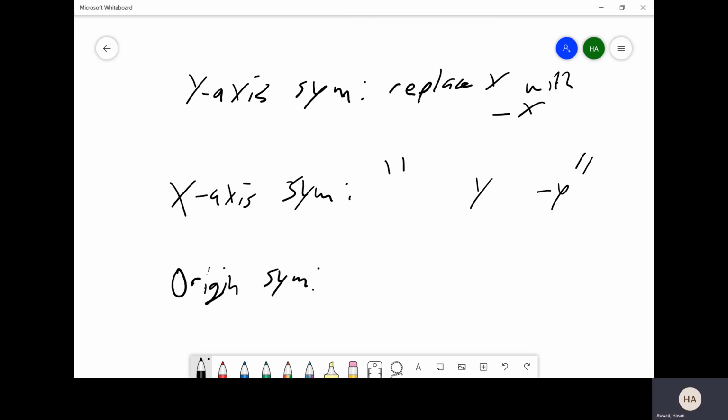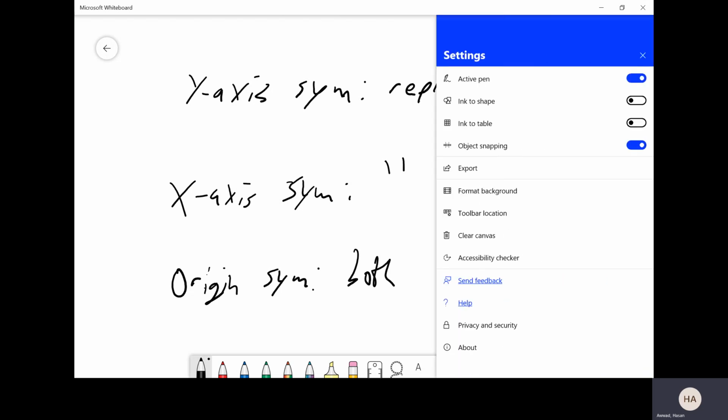Origin symmetry. Well, what you want to do is you want to do both. Wherever there's a y, you replace it with a negative y, and wherever there's an x, you replace it with a negative x. And you want to see if the equation that you're given is still the same thing as the original. So I know that might seem kind of wordy and it might not seem exactly clear. So let's jump to an example here and see if this one pans out.